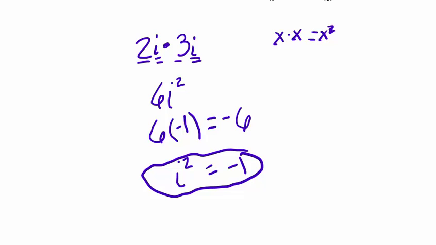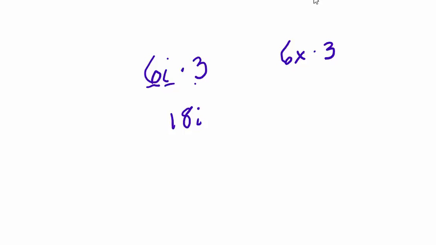But let's do an example where maybe they both don't have an i. So if I said 6i times 3. Now, if they don't both have an i, we can't add them or subtract them. But if we're multiplying, we can still do that. We just do 6 times 3, which is 18, and then attach that i. Kind of like if I said 6x times 3, that's just 18x. Same principle, same concept.